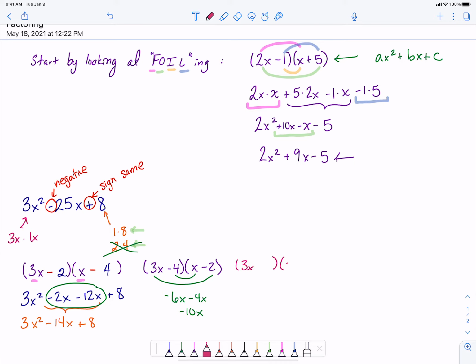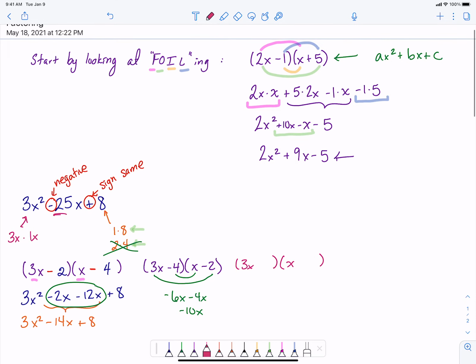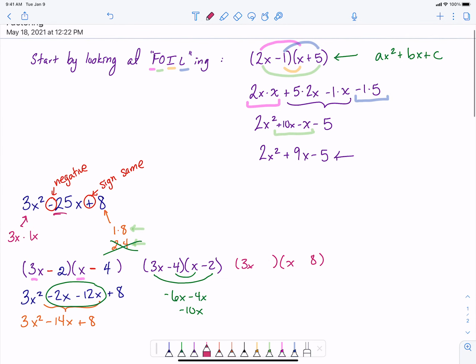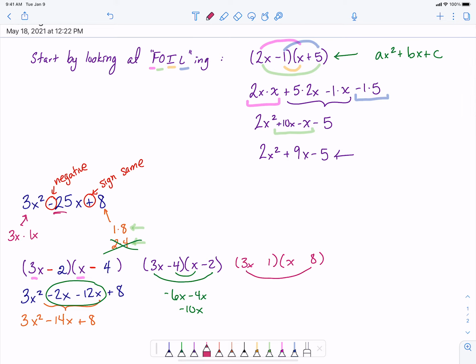And thinking about this a little bit more, to get 25, that's a pretty big number. So I think I'm going to put my 8 on the other factor from the 3, because when I do that outer part of foiling, that's going to give me 3 times 8, which is a bigger number. That's actually going to give me negative 24x, and then I'm going to get minus 1x, and we're going to get negative 25x. So there's our answer. Aha, we found it. So we can always do these with guess and check.